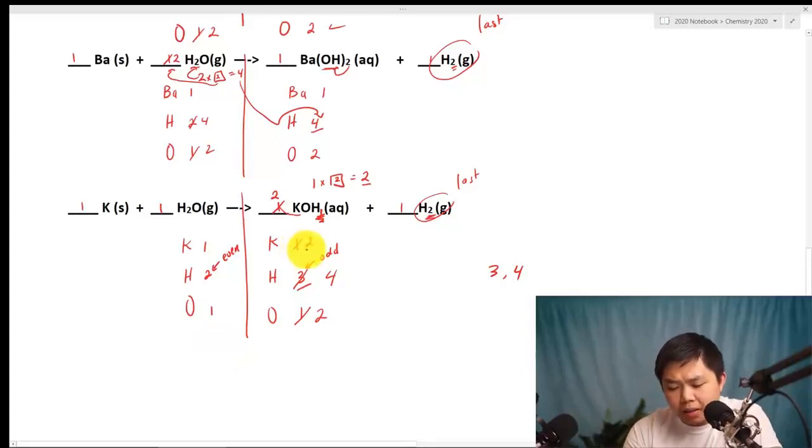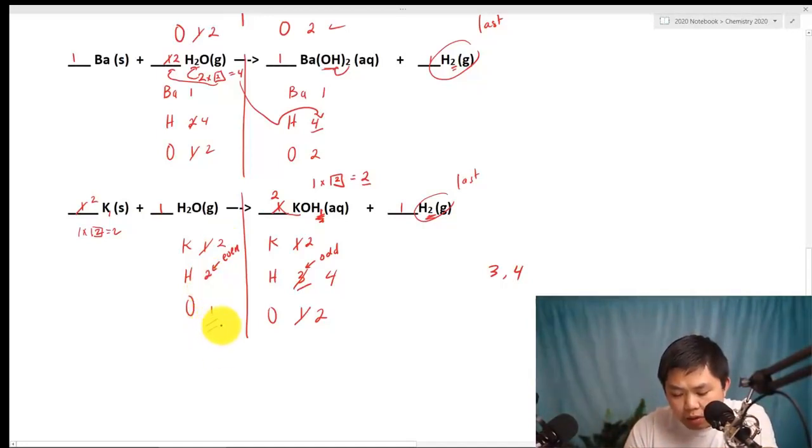We are going to balance the K because again, we're going to save this last, right? So K, I have 2 over here. So you can ask yourself, 1 times what number will give me 2? Of course, it's going to be 2. So now, oh, that's pretty easy. Okay, so the K is balanced. And the only things not balanced are the H and O. And of course, we are going to save the H last.